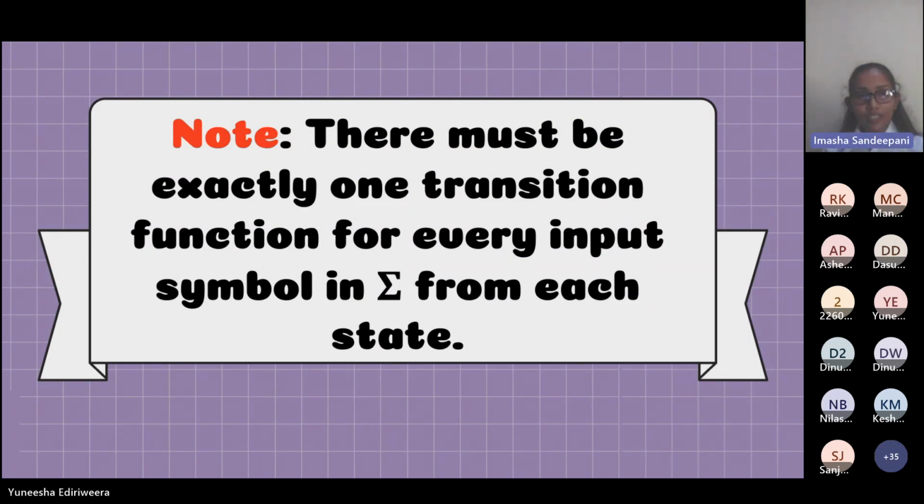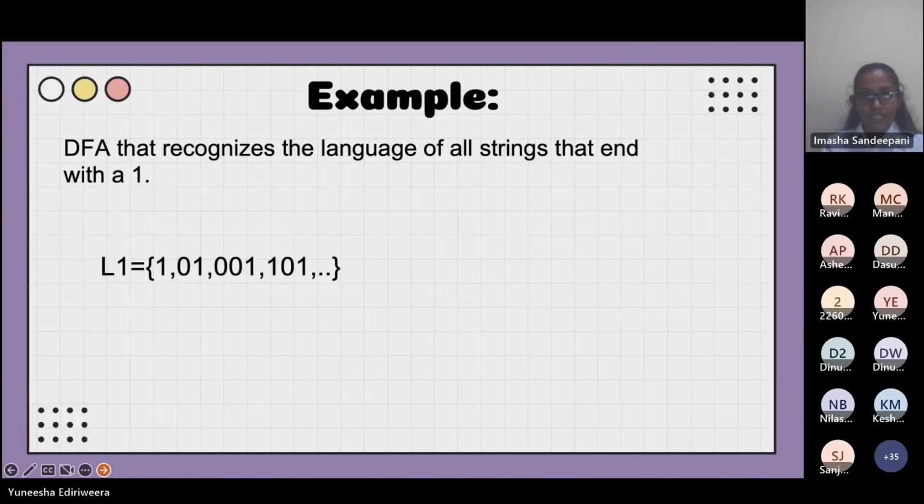When defining a DFA, it must be noted that there must be exactly one transition function for every input symbol in sigma from each state. Now I hand over to Gihini to continue with the presentation.